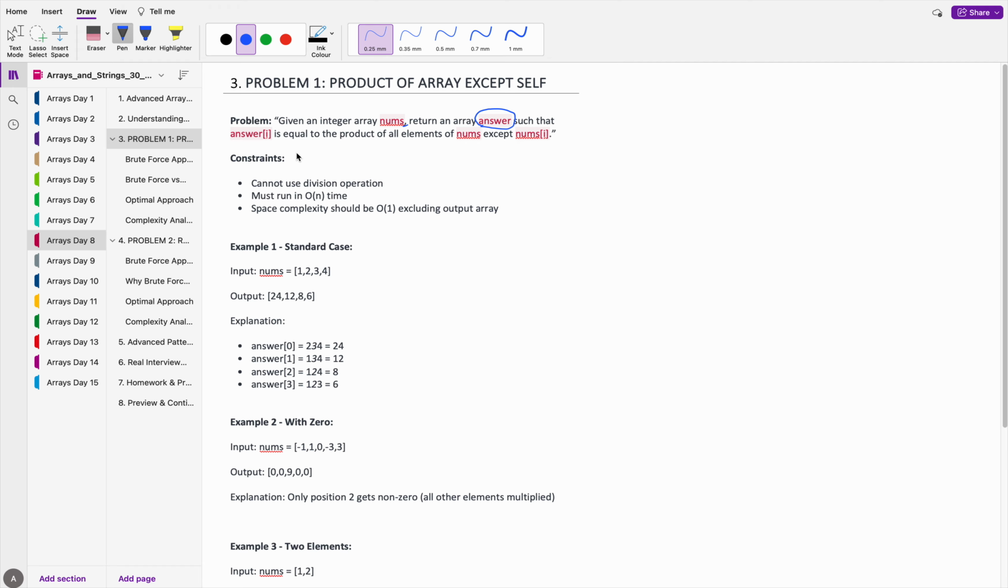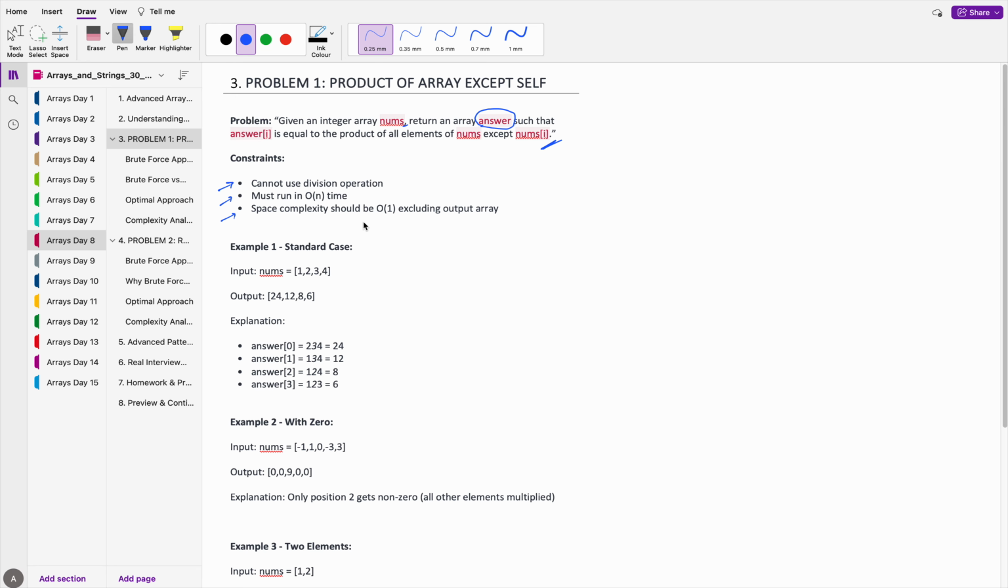Okay, so such that answer[i] is equal to the product of all elements of the array nums except nums[i]. Don't get confused, I will show you. So let me read the constraints first. You cannot use any division operation, because if division was allowed, this problem would not exist, it would be very easy. We could have solved it in a very easy way, but we cannot use the division operation, so we must solve it in O(n), linear time.